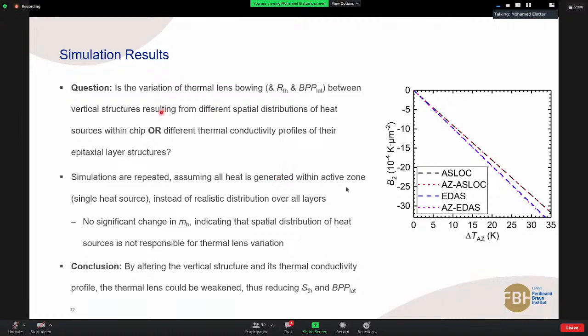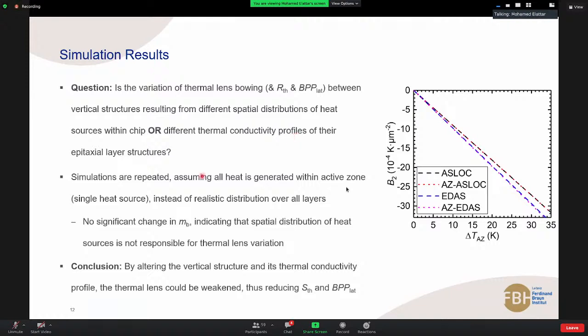The next question is this variation that we observe in the thermal lens bowing and thermal resistance and lateral beam parameter product between the different vertical structures, is this a result of simply different spatial distributions of the heat sources, like heat is generated in different parts, or is it due to the different thermal conductivity profiles of the epitaxial layer structures?